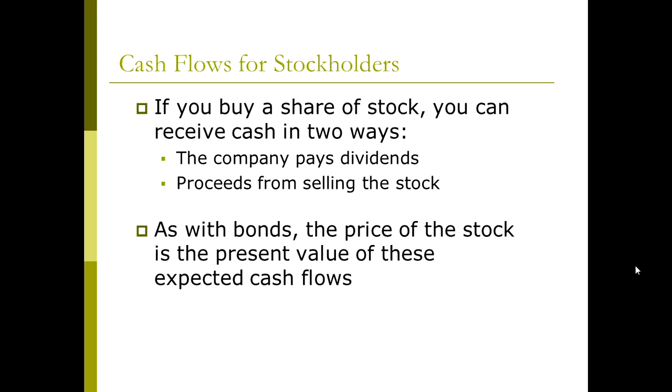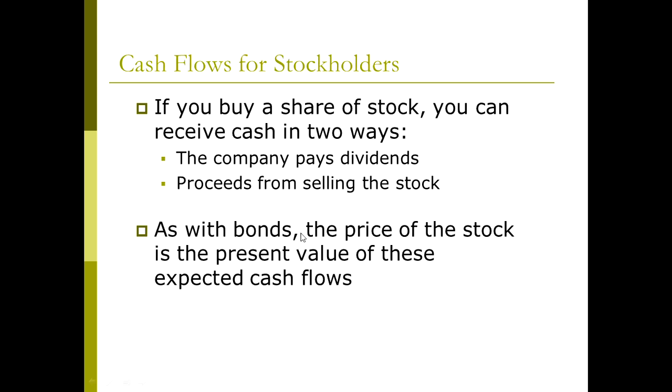So when you buy a share of stock, you receive cash in two ways. One is dividends. If a company pays dividends, you can receive quarterly dividends from the stocks, but not all companies pay dividends. Then you only have one cash flow, which is the proceeds from selling the stocks. Okay, you can only have two types of cash flow from holding the stock. One, dividends. Two, selling the stocks.